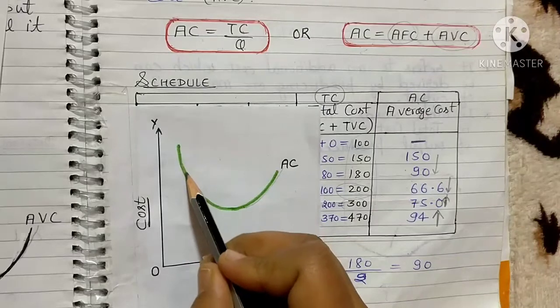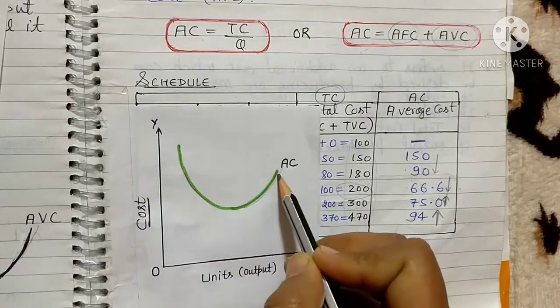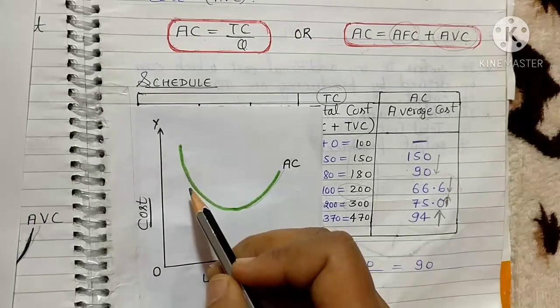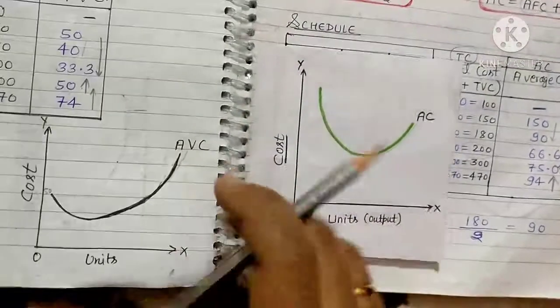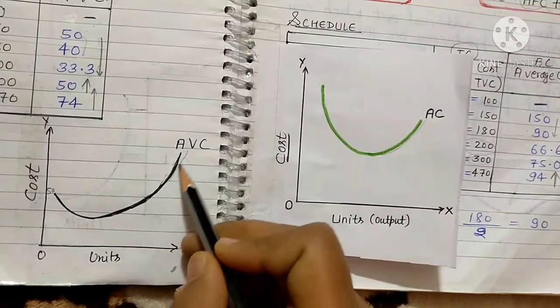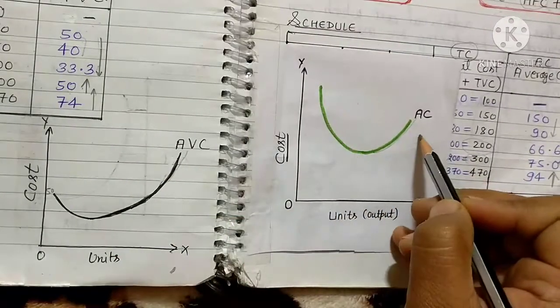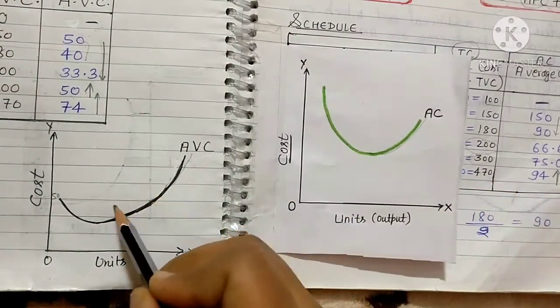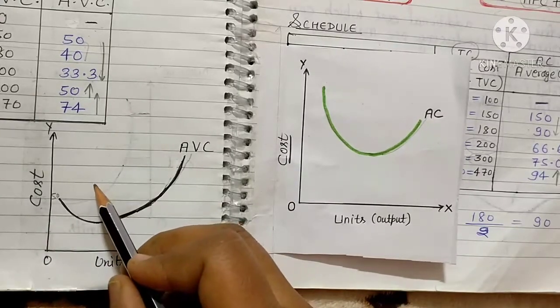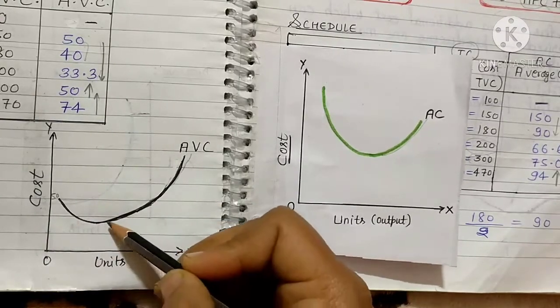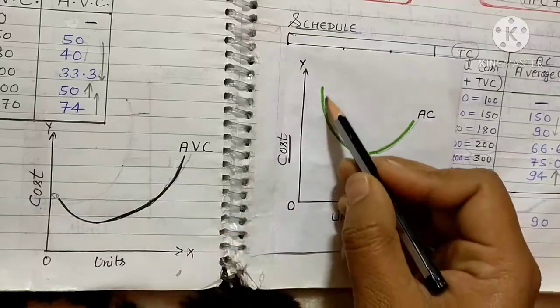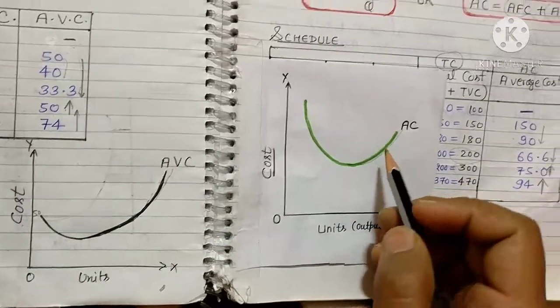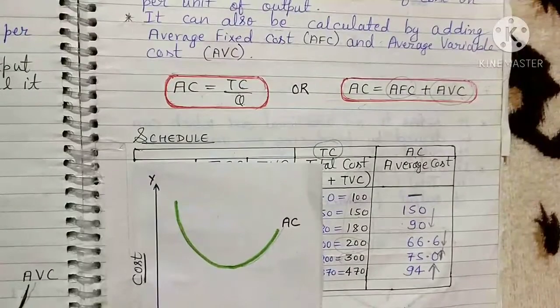Started from high and then going down, and then started increasing again. So it is more curvy than AVC. As you have seen the AVC curve, just you can see the AVC curve. It is also U shaped, but this looks more like a U shape compared to AVC, because it is the sum of AVC plus AFC. So it is upper also. It is a little down, it is a little up. This is our AC curve. I hope it is clear.